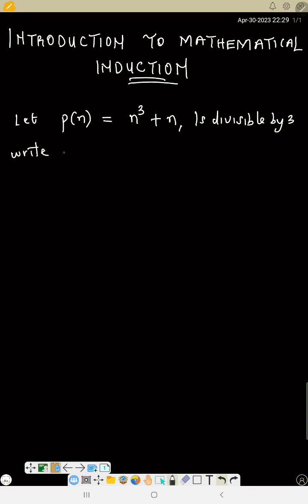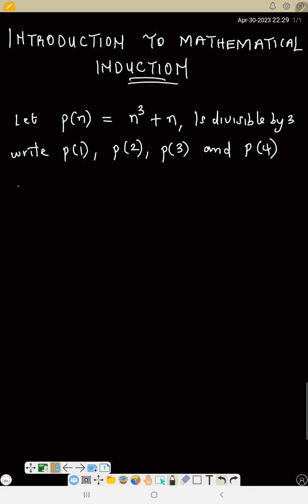Let P(n) be n cubed plus n is divisible by 3. So write P(1), P(2), P(3) and P(4). So which of P(1), P(2), P(3) and P(4) are true?